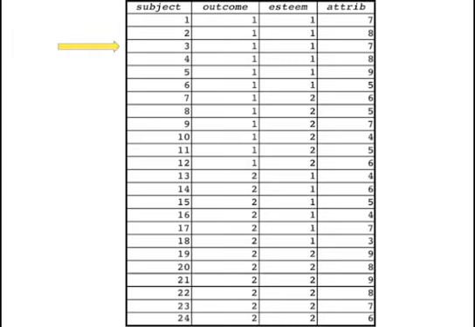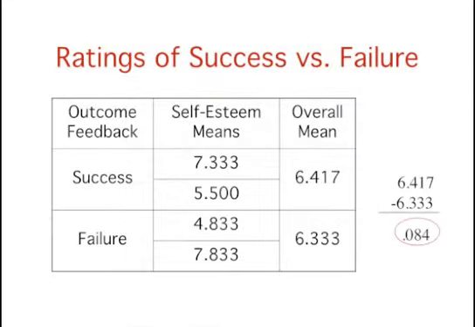For example, subject number 3 was a high self-esteem subject who was told that he or she had succeeded on the task. Overall, there were 4 different self-esteem outcome combinations, and there were 6 subjects in each of these combinations. There are several questions we can ask about the data. We begin by asking whether, on average, subjects who were told that they had succeeded differed significantly from subjects who were told that they had failed.